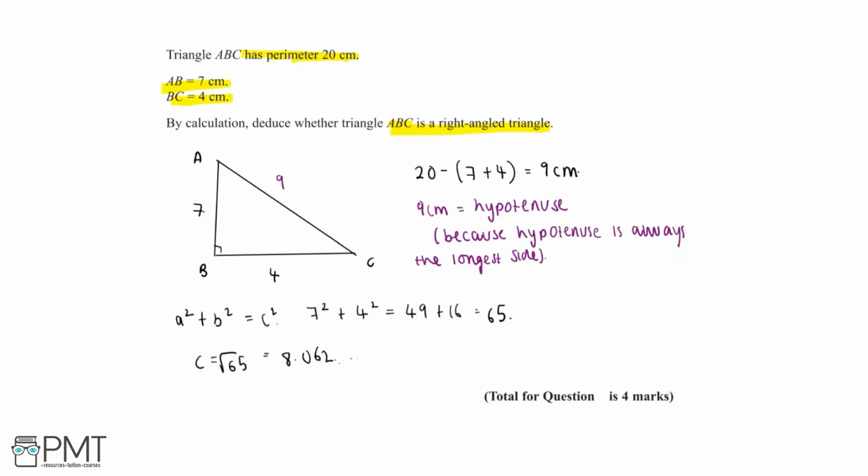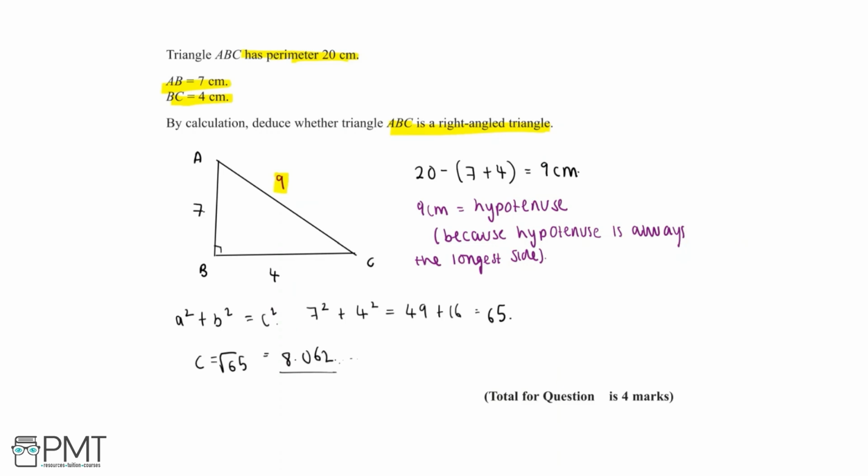Now we know for a fact that the perimeter is 20 centimeters, which means that the final side length has to be 9 centimeters. But we assumed that triangle ABC is a right angle triangle, and if triangle ABC was in fact a right angle triangle, the final side length would be 8.06. This means that the perimeter would not be 20 centimeters, which doesn't work.